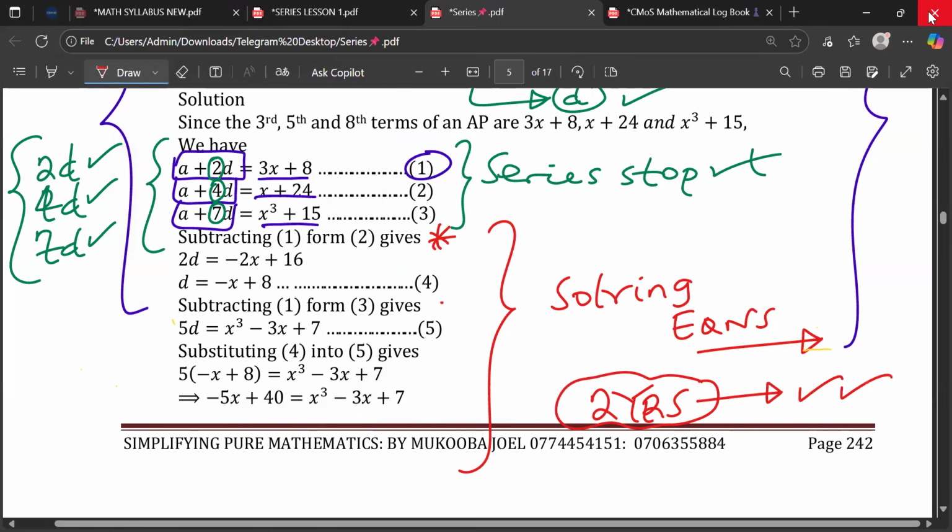Let me ask, do I have anyone who can follow up and fail to understand? You can see that throughout here you have A. So the elimination method can work. Just keep on eliminating that A, then you remain with equations in D and X. Can you fail to solve simultaneous equations with only D and X? They subtracted 1 from 2, then 1 from 3, just to eliminate A, so that they remain with 2 equations in D and X. Can you fail to solve 2 equations in D and X?